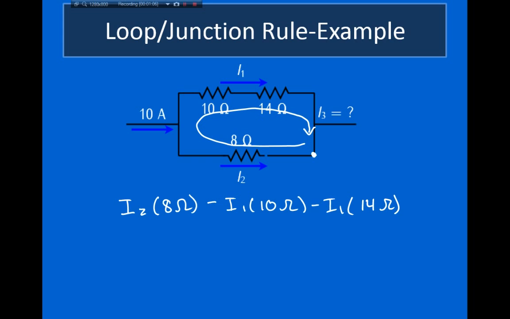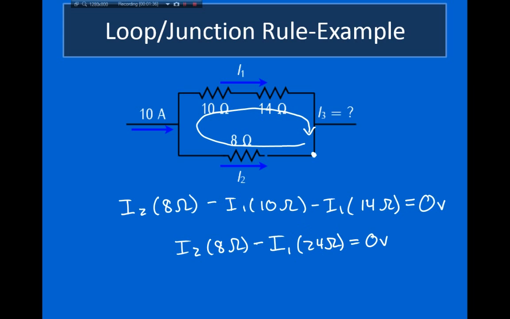And then that takes me back around to where I started, and remember that the total voltage change around any closed loop has to equal 0 volts. So all of this is going to be equal to 0 volts. And if I want to, I could simplify this a little. This is going to be equal to I2 times 8 ohms, and then I can combine these two because the current flowing through the two resistors is the same. So this is equal to I1 times 24 ohms, which is basically the same as treating these two resistors on top as a single equivalent 24 ohm resistor.